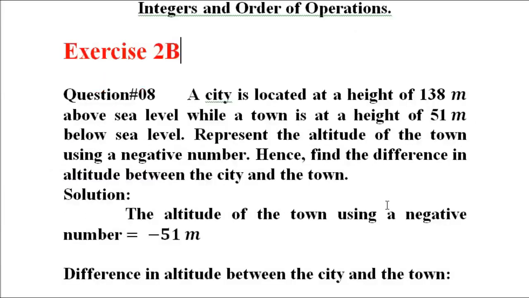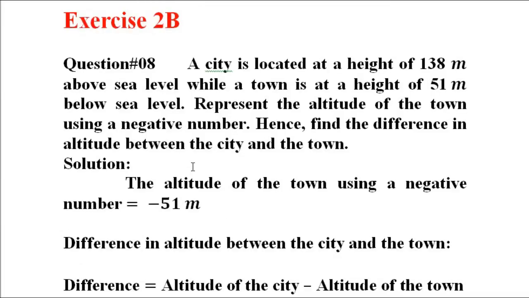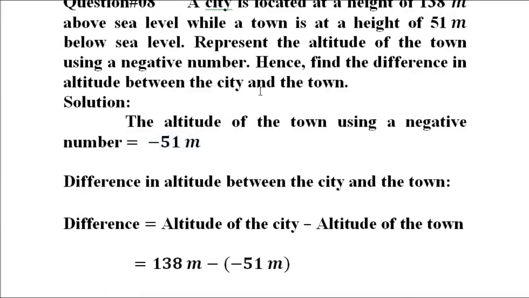A city is located at a height of 138 meters above sea level, while a town is at a height of 51 meters below sea level. Represent the altitude of the town using a negative number. Hence, find the difference in altitude between the city and the town.